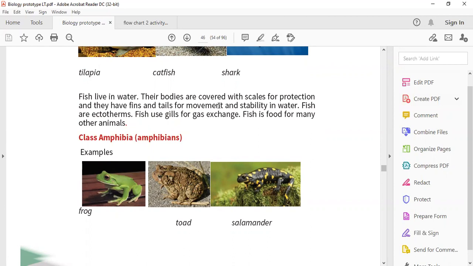Now, another final thing we can talk about fish is being ectotherms. What do we mean by an organism being an ectotherm? Yes, please. What do we mean by an organism being an ectotherm? Yes, Alfred. Yes, Maweje.